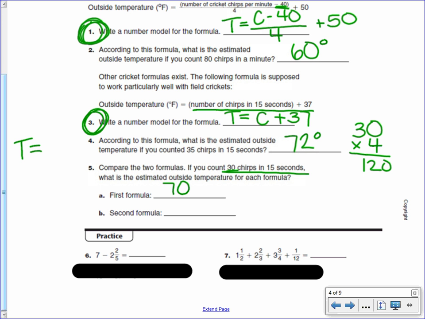Does that time frame match with what we need? Yep, because this was number of chirps in 15 seconds. We have 30. What's the rest of the equation? Add 37. 30 plus 37. So those are pretty close. You gotta round it if you don't want to round it. Probably 3 away from each other. I'd say they're both pretty accurate. Maybe you could just try to find the middle of them.